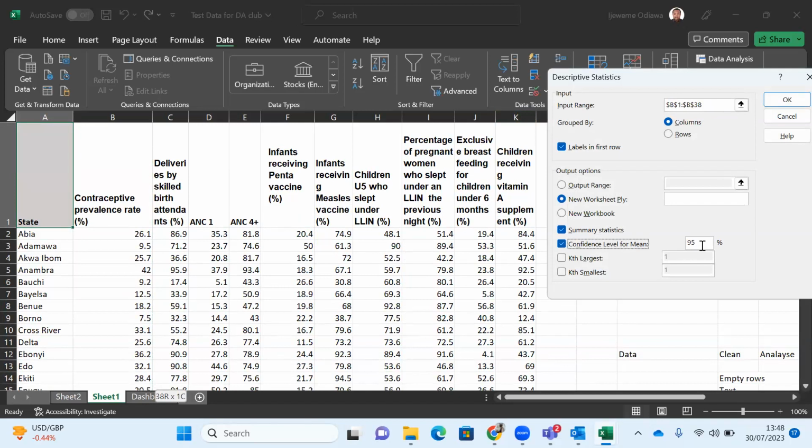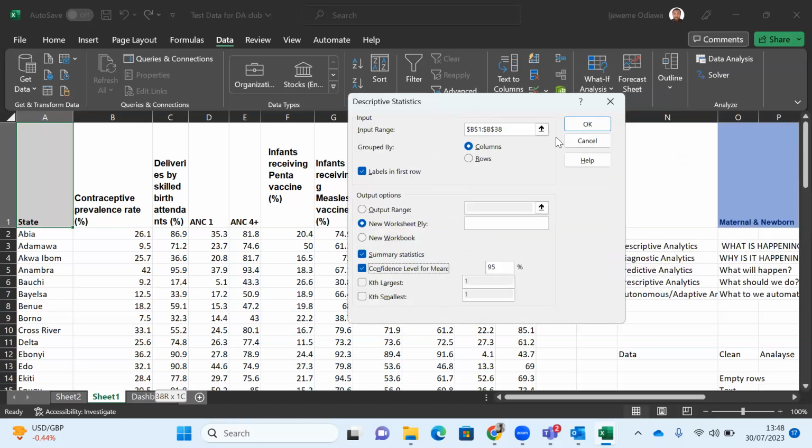Usually in almost every industry, banking, oil and gas, your confidence interval is usually 95%. However, in healthcare, if you're dealing with one-on-one human lives, you usually use 99% because you want to be as accurate as possible. But for the purpose of this analysis, let's just stick with 95%, as it's what you will likely use.